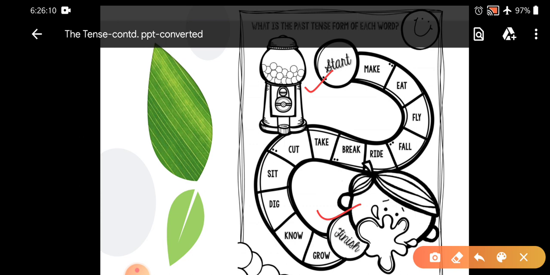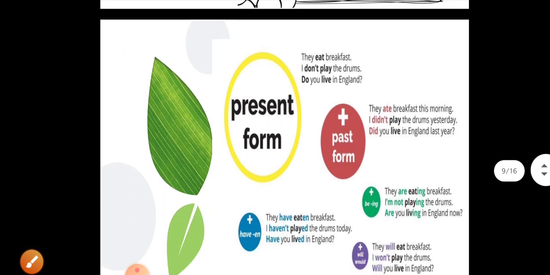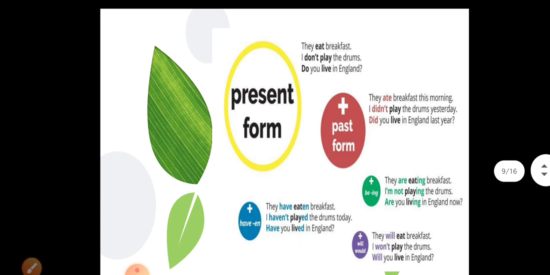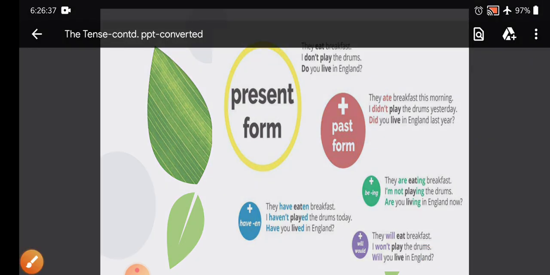And then you can redo it by raising the level of this game by putting in more unconventional verbs in the boxes. Like you have to do it quickly: make, made, eat, ate, fly, flew, fall, fell, this way. Okay. This is again a short and crisp revision for you.